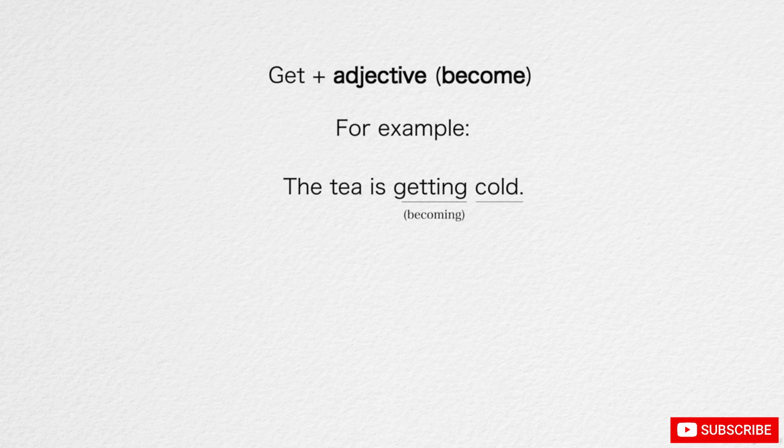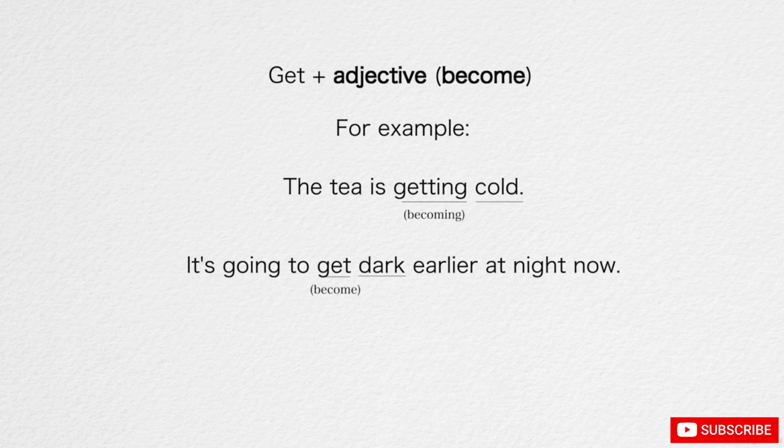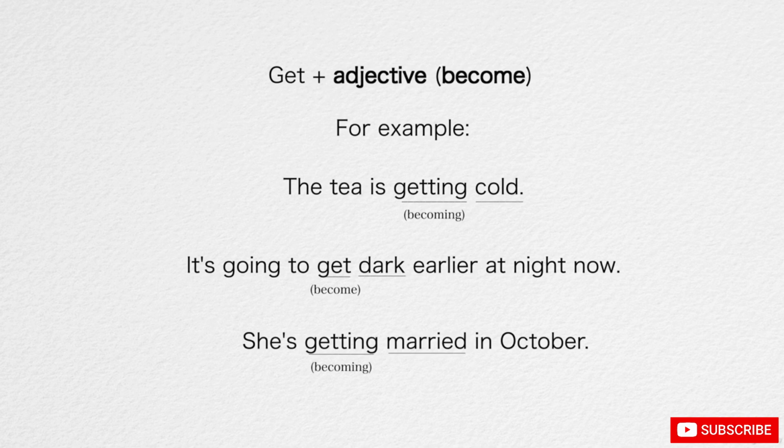If an adjective follows get, then it means to become. For example, the tea is getting cold. It's going to get dark earlier at night now. She's getting married in October.